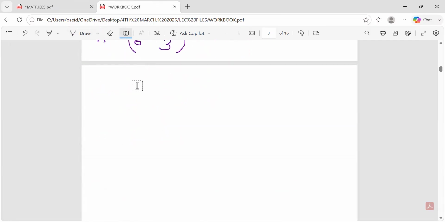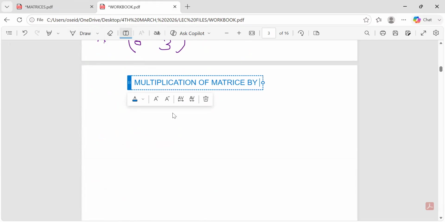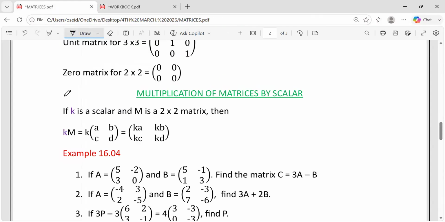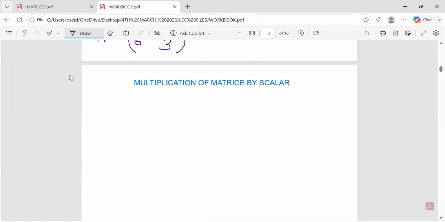So multiplication of matrix by scalar. We say that if K is a scalar and M is a 2 by 2 matrix, so if this K is a scalar, M is a 2 by 2 matrix.